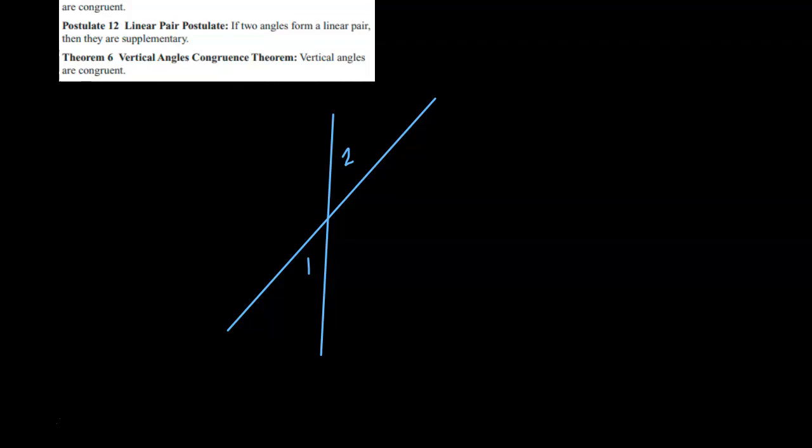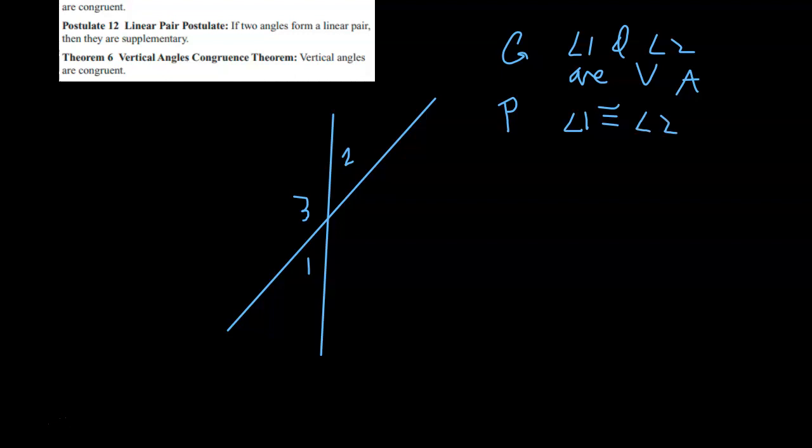Now to prove they're congruent, I'm going to include angle 3 in here as well. Let's do a two-column proof. So given: angle 1 and angle 2 are vertical angles, so I'll often just use VA to stand for that, are vertical angles. We need to prove angle 1 is congruent to angle 2. Alright, here are my steps.